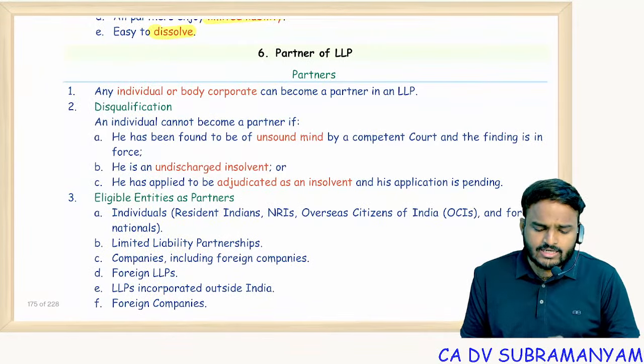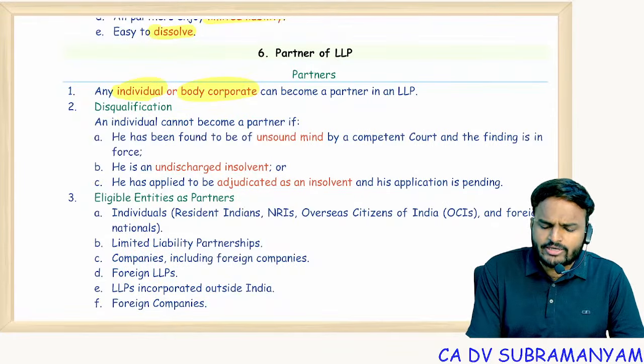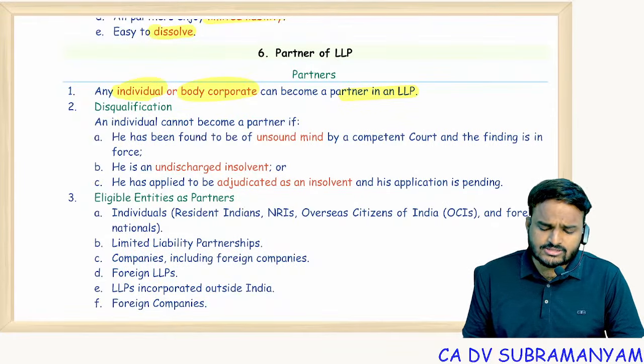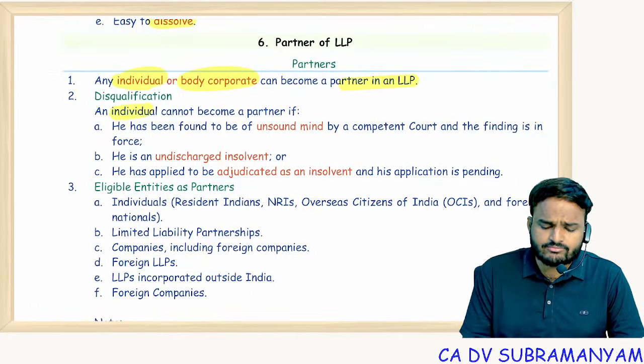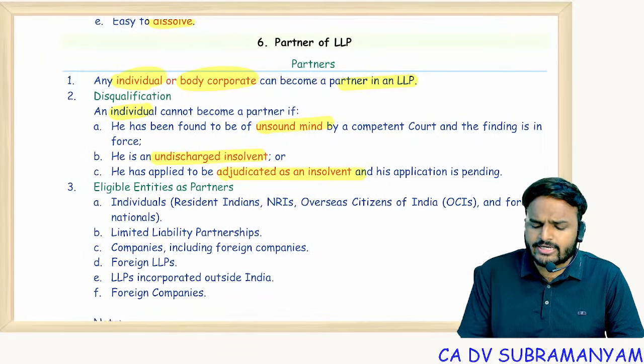Partner of LLP. So who can become partner of LLP? Any individual or body corporate can become a partner in LLP. But coming to the disqualifications, disqualifications for an individual is he should not be of unsound mind, he should not be an undischarged insolvent, he should not be adjudicated as an insolvent.